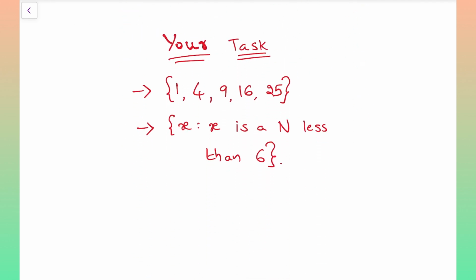Now solving these two questions is your work. In the first question I gave the roster form and you need to convert it to set builder form. In the second question I gave the set builder form and you need to convert it to the roster form.